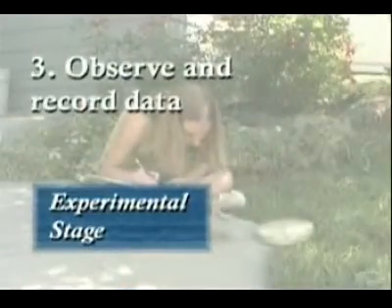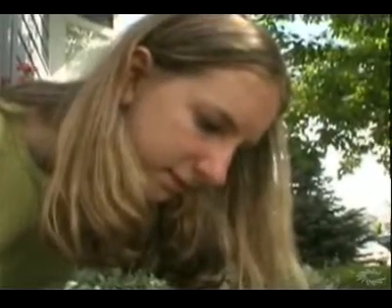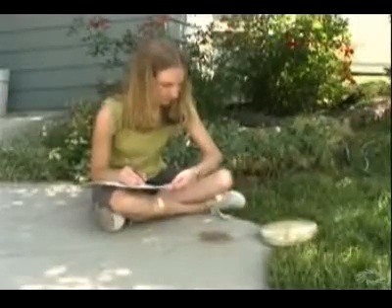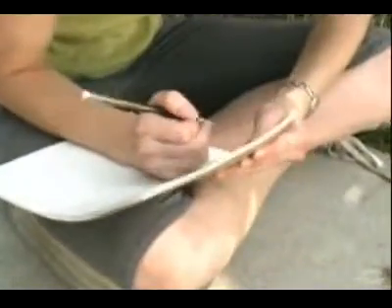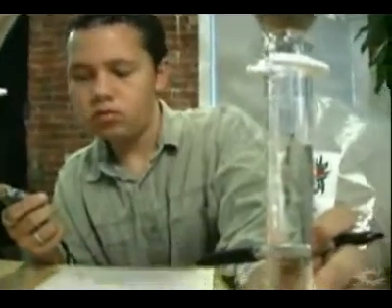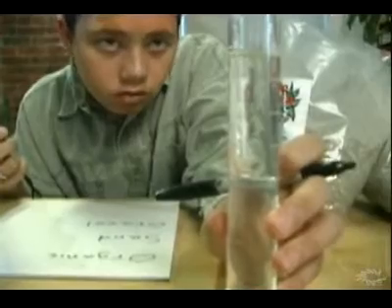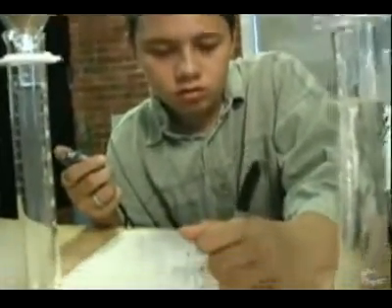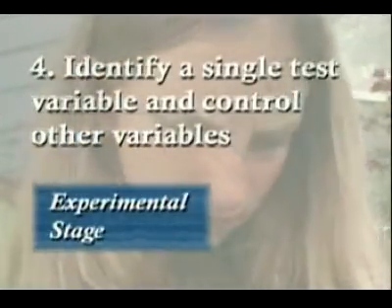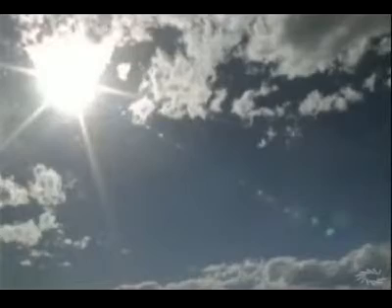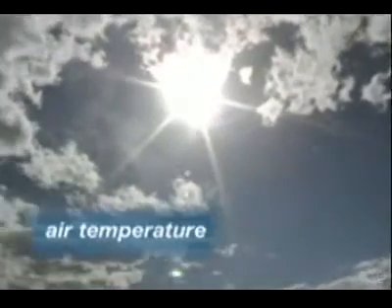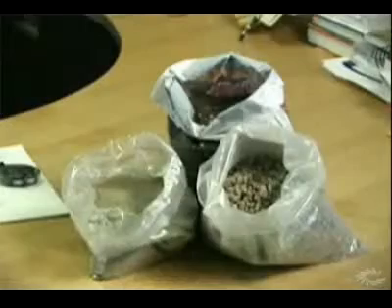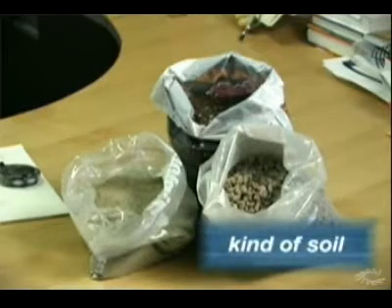Observe and record data. In Experiment 1, the ants emerging from the hole were simply counted and the temperature measured, then the results written down on a piece of paper. In Experiment 2, the results from the measurement of the water's volume, which had not been absorbed by the different soils, were recorded. Identify a single test variable and control the other variables. The test variable in Experiment number 1 is the air temperature. In Experiment number 2, the kind of soil is the test variable.